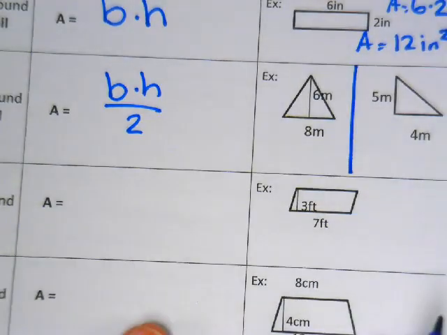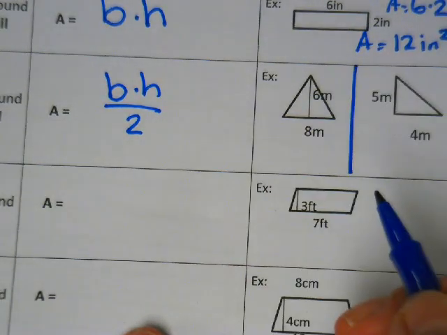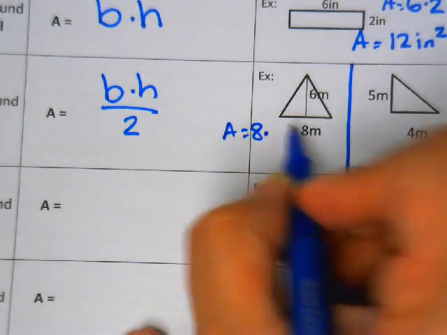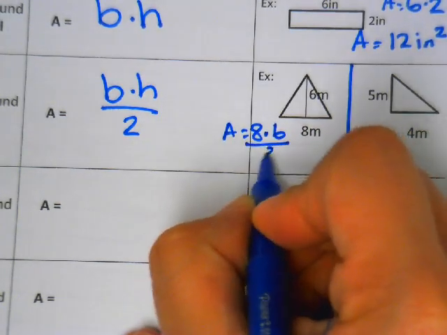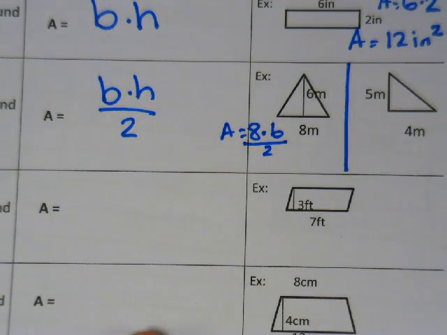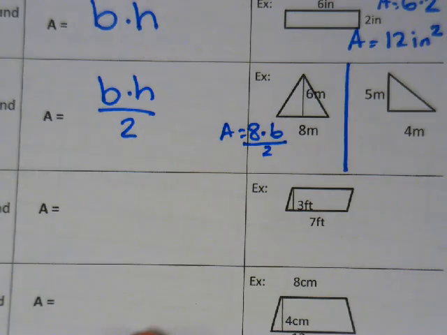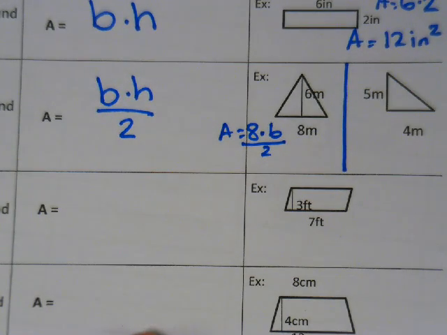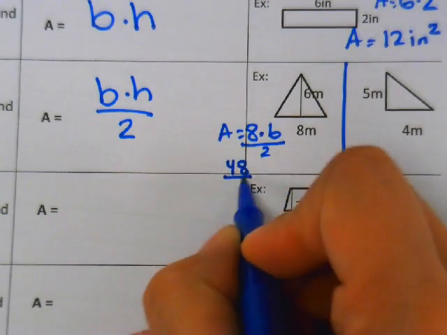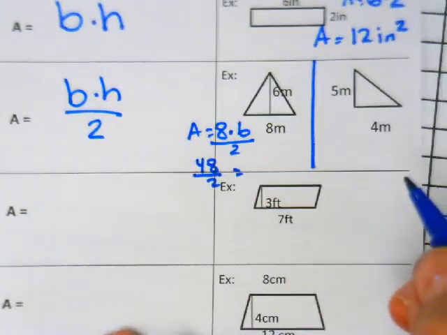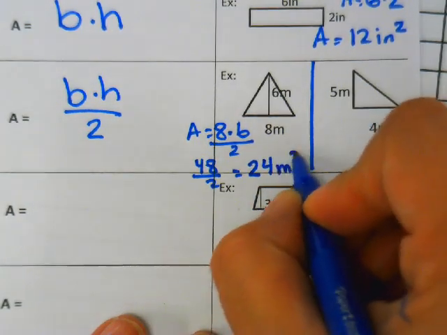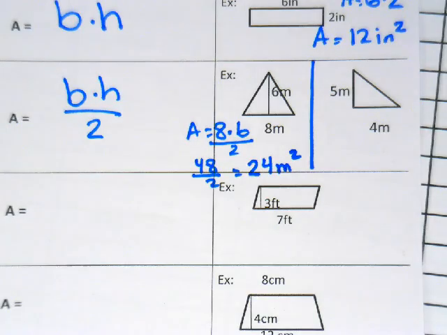Okay. What is the base for the first example? 8 times 6 divided by 2. What is 8 times 6? 48. 48 divided by 2. Ooh, what's 40 divided by 2? 24. Okay, so our answer is 24 meters squared.